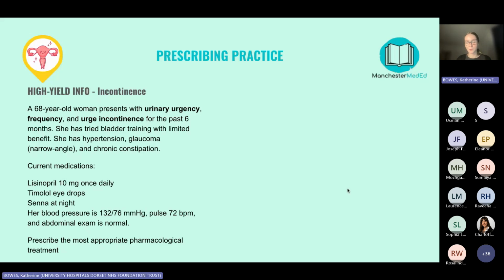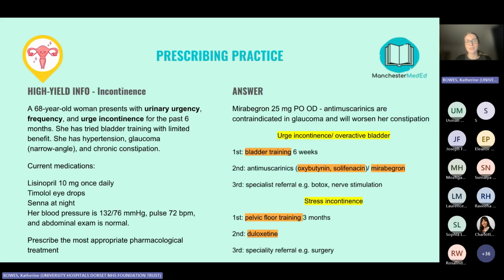Okay, so this one's about incontinence, which kind of comes under women's health. Very common after childbirth, I hear. So let's talk about it. We've got this 68-year-old lady. She's got urgency, some frequency, and urge incontinence. For this patient, you probably would do a urine dip.